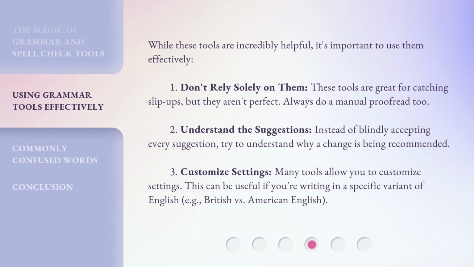While these tools are incredibly helpful, it's important to use them effectively. 1. Don't rely solely on them. These tools are great for catching slip-ups, but they aren't perfect. Always do a manual proofread too. 2. Understand the suggestions. Instead of blindly accepting every suggestion, try to understand why a change is being recommended. 3. Customize settings. Many tools allow you to customize settings. This can be useful if you're writing in a specific variant of English, e.g., British versus American English.